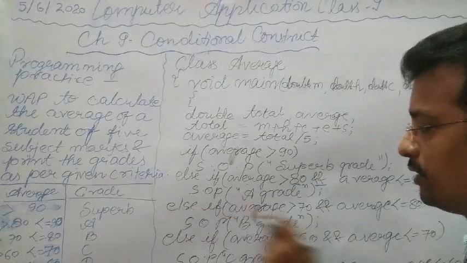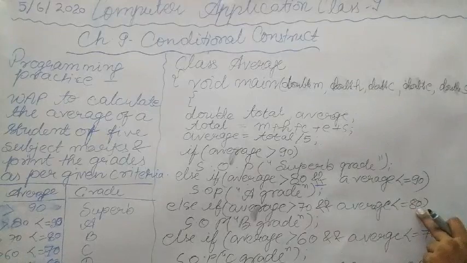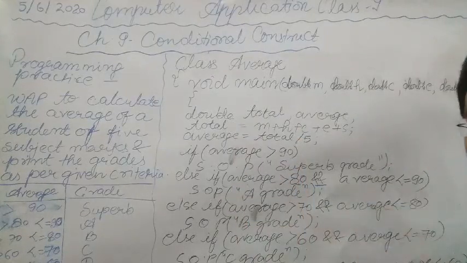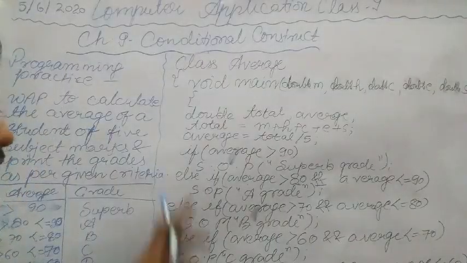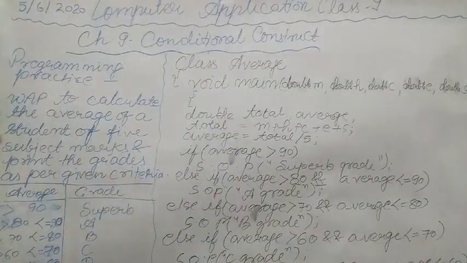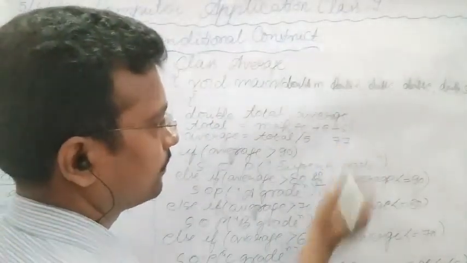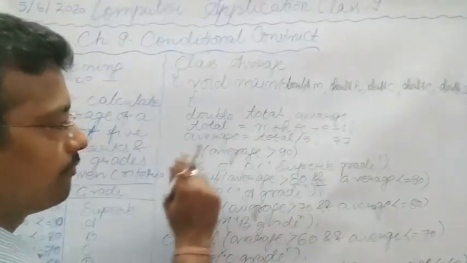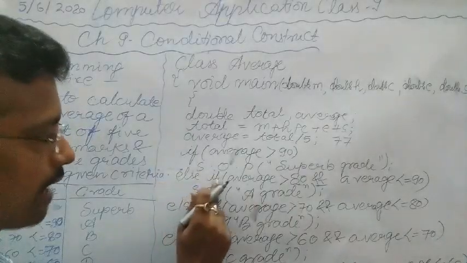Next, if the student is getting an average above 70% and up to 80%, the student will fall in this condition. This way we will proceed with our conditions. Now you will see what happens in the program. Suppose a student has got an average of 77%. So 77 is greater than 90? The answer will be false. Due to false, control will go to the else part. Else has another if condition.